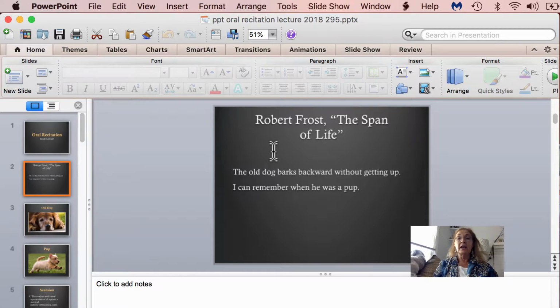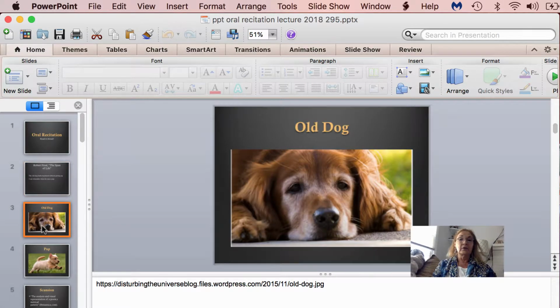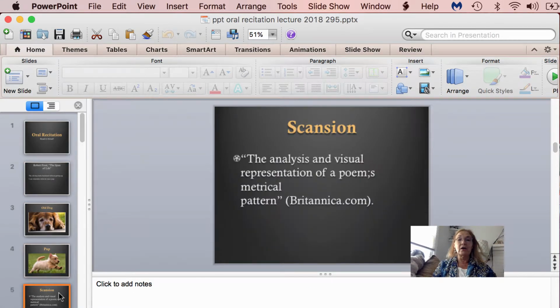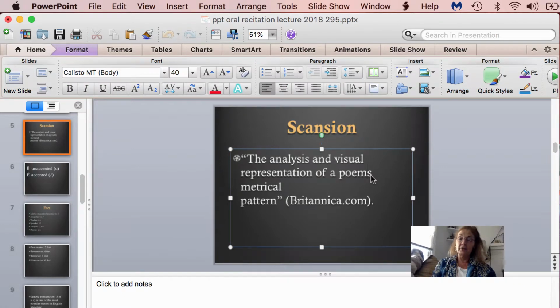I mean, he's thinking the title reiterates what you're going to read in the poem, which is this incredible telescoped contrast between length of life and youth, age and youth, and what we can learn from comparing them in this very telescoped way. We're going to look at an old dog and a young dog, a little pup, and we're going to talk about scansion and how being aware of scansion and how the poem sounds can help us with the meaning of the poem.